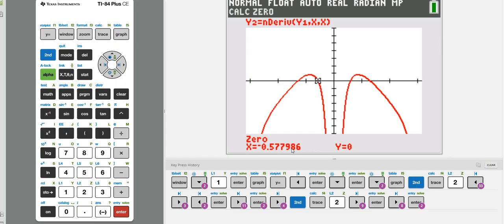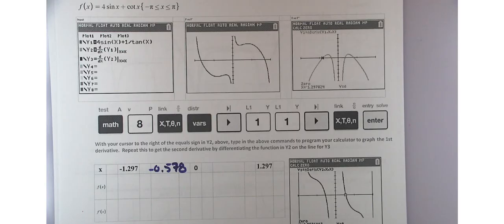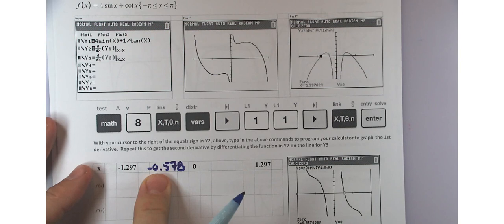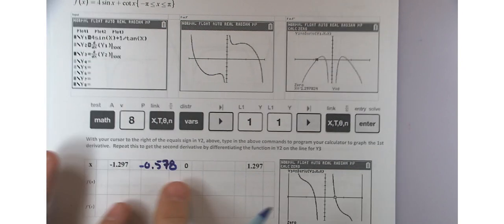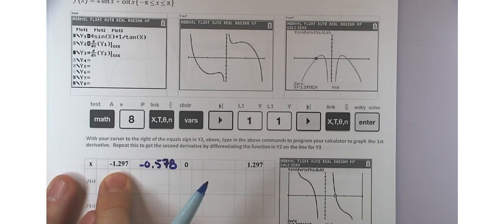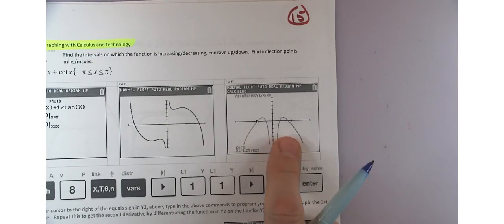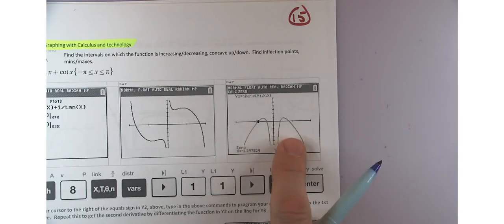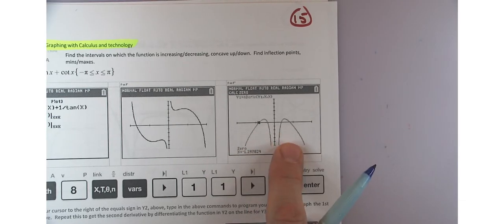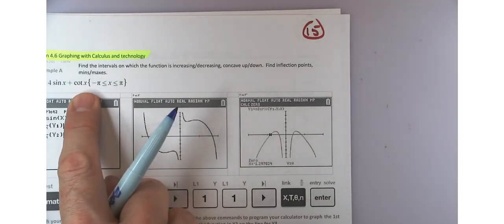Negative 0.578. Now, I'm going to put that into our handout because we're going to fill out a little chart here for our handout. This is negative 0.578. Here was our first critical point. Even though 0 is not a critical point, it could change signs at 0. You do have to look for a change of sign because the function is actually undefined at that point.